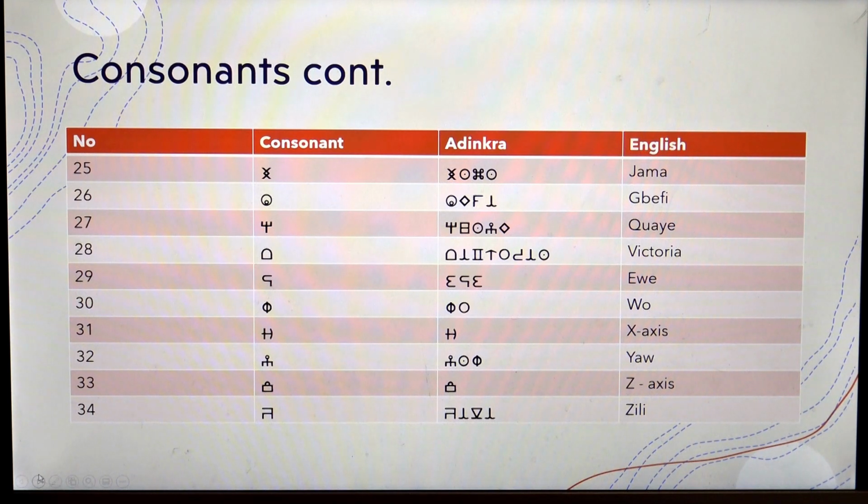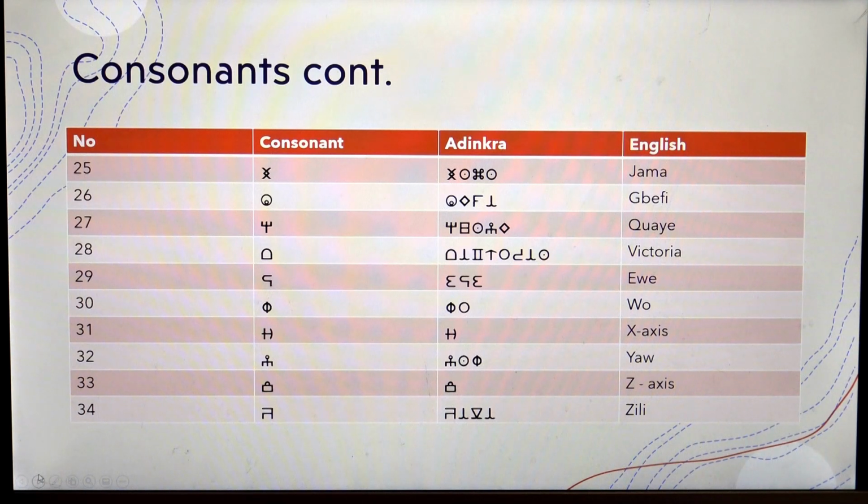V is usually going to be used in borrowed words. So like most borrowed words are going to be either first names or last names that are not originally Ghanaian. So Victoria. And then Ewe. So Ewe is written EWE, but the correct pronunciation is Eve. So that's the short V. Short V. So V. So Eve.